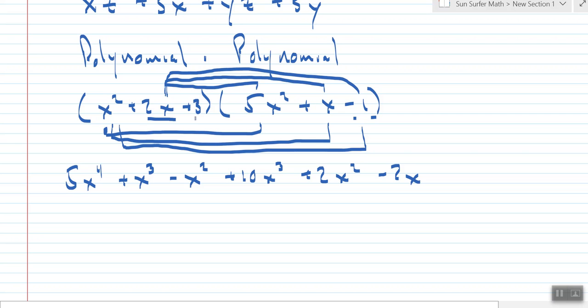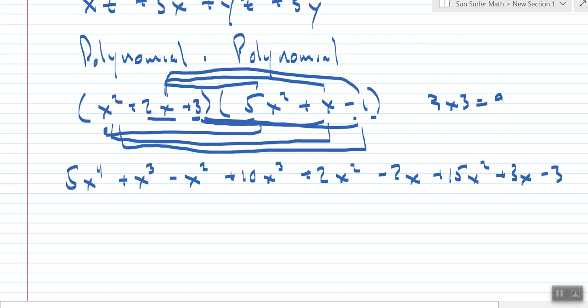And then finally, the third term in the first polynomial times each term in the second one. So 3 times 5x squared would be 15x squared. 3 times x is 3x. And then 3 times the minus 1 would be minus 3. And that is multiplying those two trinomials. We end up with a total of 1, 2, 3, 4, 5, 6, 7, 8, 9 different products because we're multiplying a 3 by a 3, and 3 times 3 is 9.